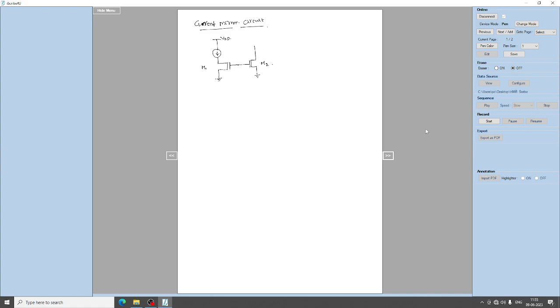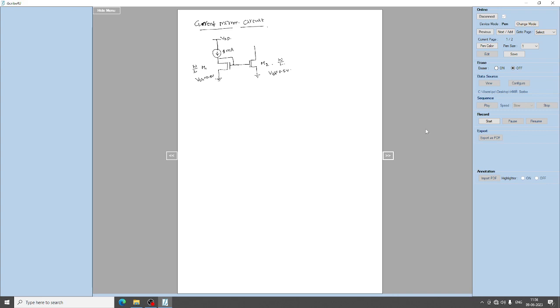So again, considering the same circuit which I have discussed earlier, which means that W by L of both M1 and M2 are the same, and the threshold voltage of both the devices is 0.5 volt. And this M1 is diode configured. And by a current source, I am giving a current of 1 milliamp.